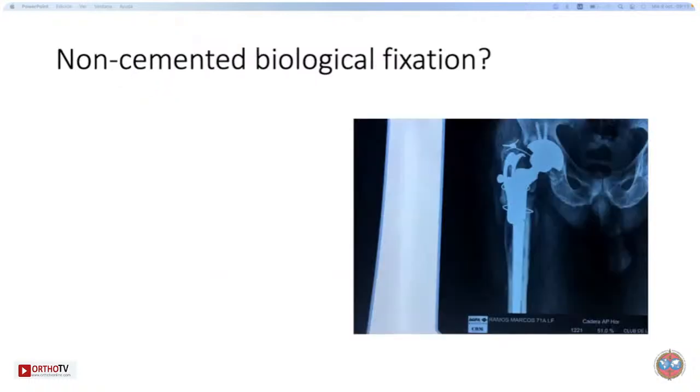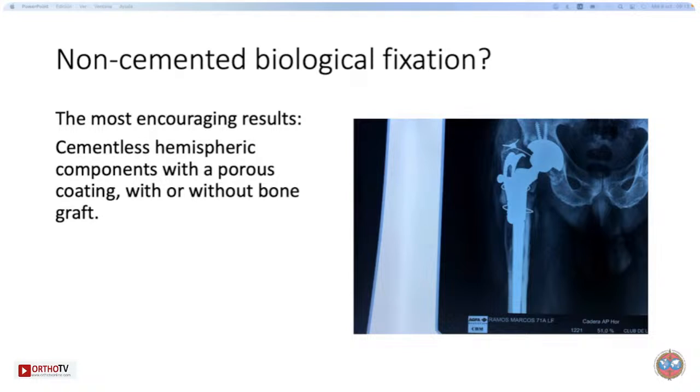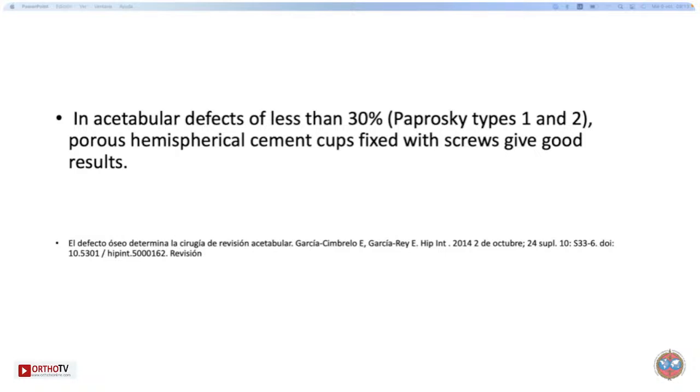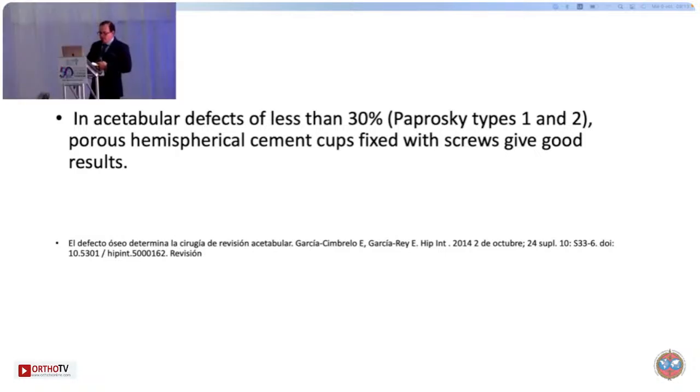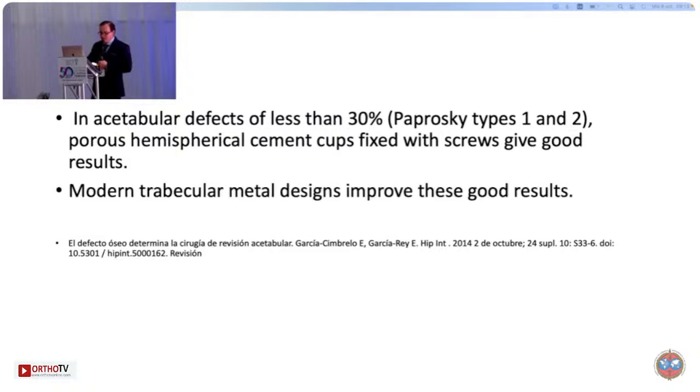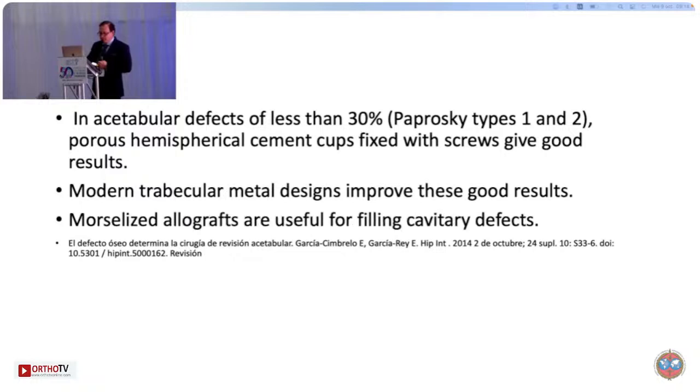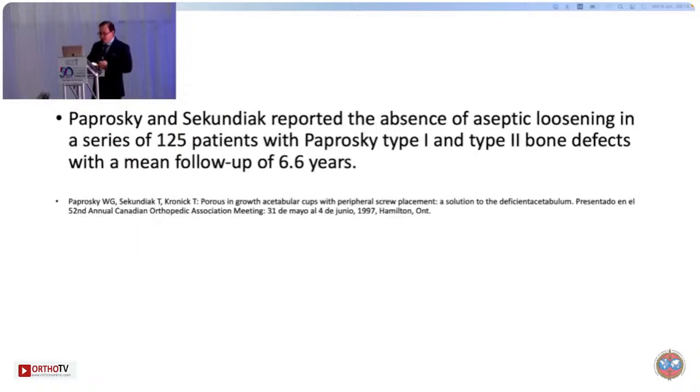I would like to talk about non-cemented biological fixation. The most encouraging results: cementless hemispheric components with a porous coating, with or without bone graft. In acetabular defects of less than 30%, I mean Paprosky types 1 and 2, porous hemispherical cementless cups fixed with screws give good results. Modern trabecular metal components improve these good results. Morselized allografts are useful for filling cavitary defects.